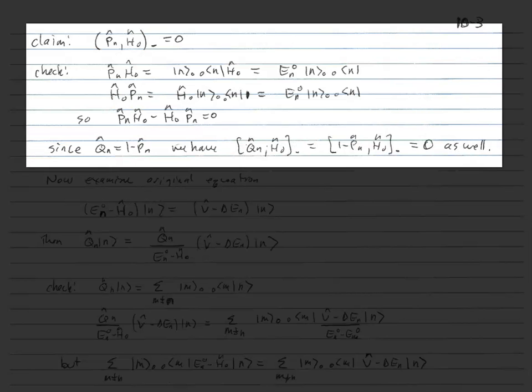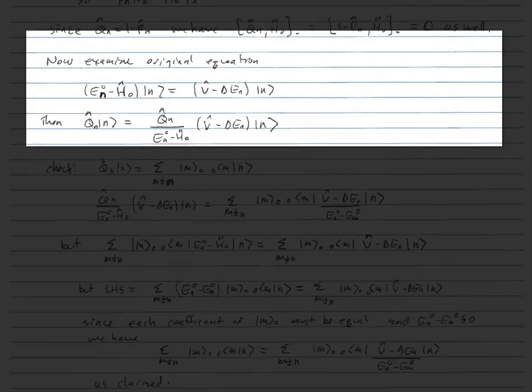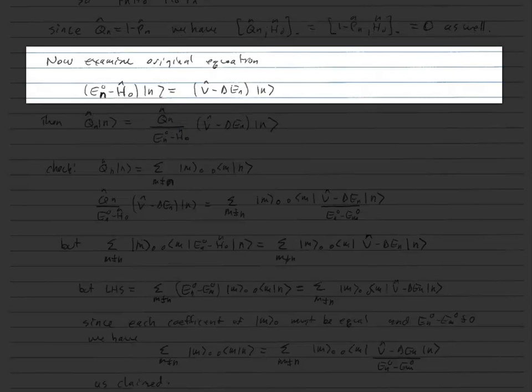Now, since Qn is equal to 1 minus Pn, we also will have that Qn commutes with the Hamiltonian as well. All right, so that's an important thing. These projection operators commute with the H0. Note, we did not say that they commute with the H, and in general, they actually will not commute with the H. All right, so let's go back to our original equation.